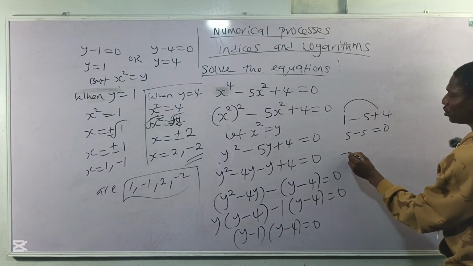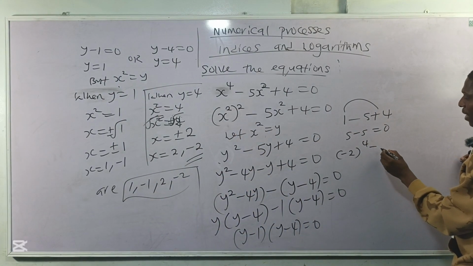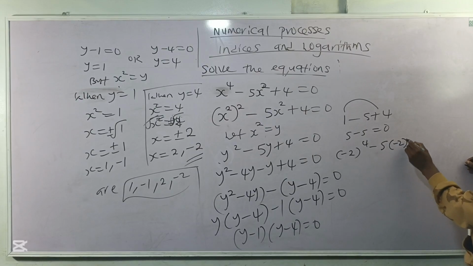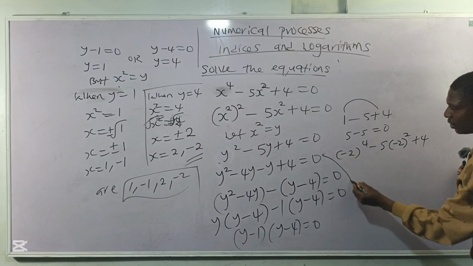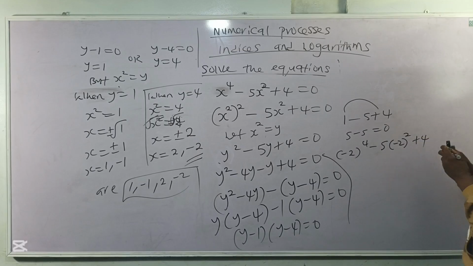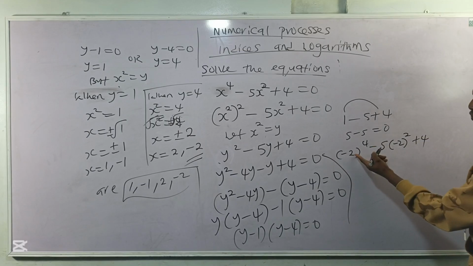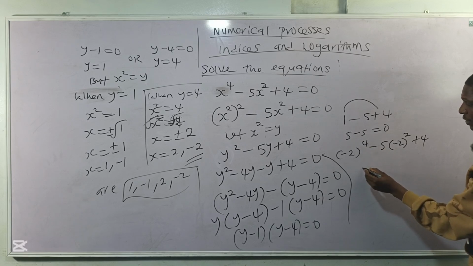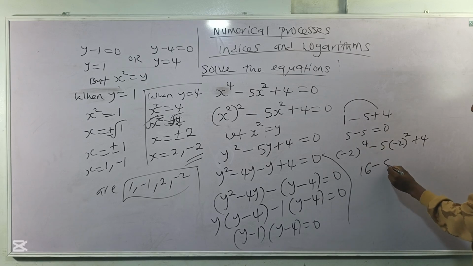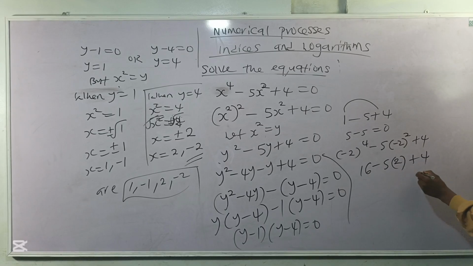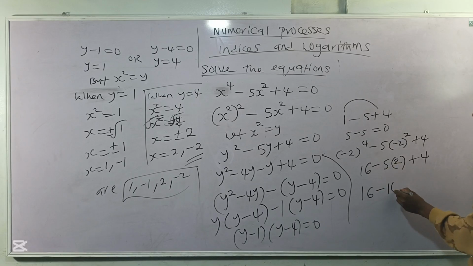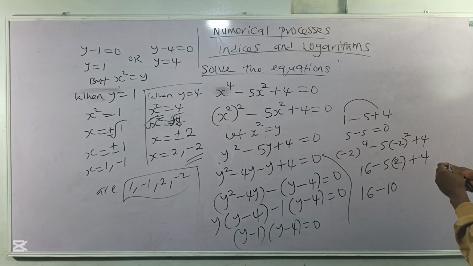Let's check minus 2. So if I have minus 2 raised to power 4, minus 5 bracket, minus 2 raised to power 2, plus 4. When we have an even power, the negative sign becomes positive. So 2 raised to power 4 will give me 16. And I have minus 5 bracket here will give me positive 2 squared, plus 4. This becomes 16. Minus times plus is minus. 5 times 2 will give me 10.